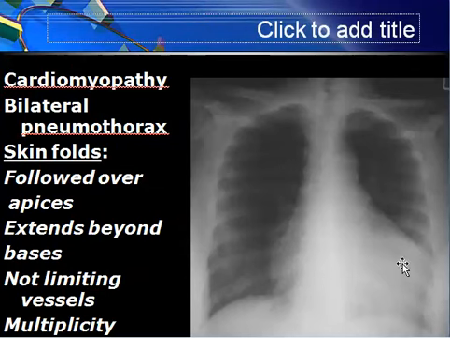Cardiomyopathy, and here there is bilateral pneumothorax, but don't forget that there is something called skin folds. Skin folds over the apices extend beyond the basis, coming outside and not limiting vessels, and there are multiple skin folds. Of course, this in infancy may cause some difficulty.